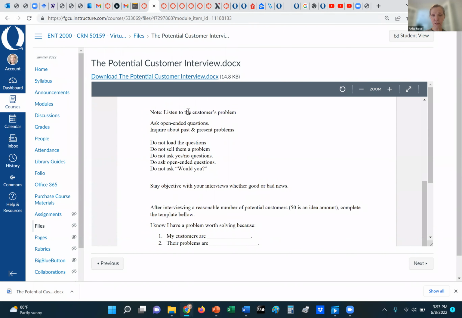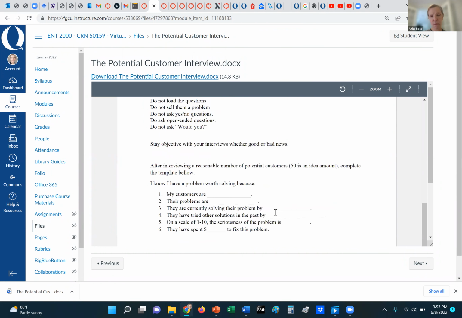Right, and then you want to stay away from leading the customer and some other information there. We'll go over that in the next slide deck. And then here is the information you need to fill out for the assignment. You're going to decide who is your customer. I'm going to go over that in the slide deck. And what are their problems? What are they doing to currently solve their problems? So you're going to be doing some interviewing and finding out this information.